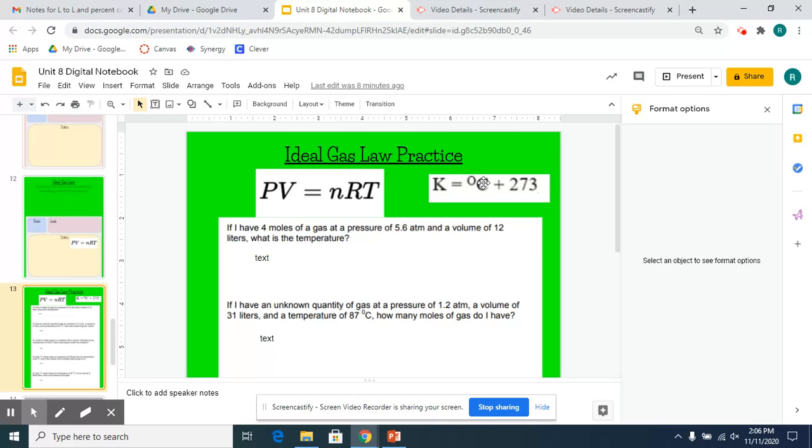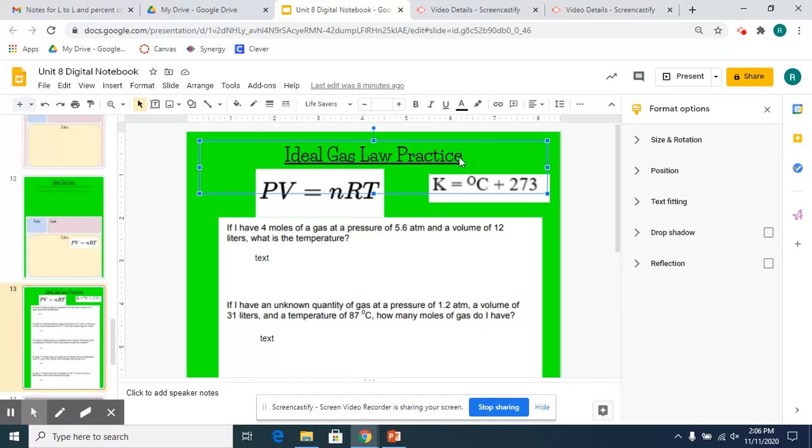Your R, I'm going to write up here for you because I just noticed it is not on every single problem. So R equals 0.0821. Make sure that's correct. Double check myself. Yep. So every time in this problem, R is going to equal this number. P is pressure, V is volume, N is moles, R is your constant, which is always that number. T is your temperature. Remember, it does need to be in Kelvin, so if it's in Celsius, add 273, and then you will be good to go.